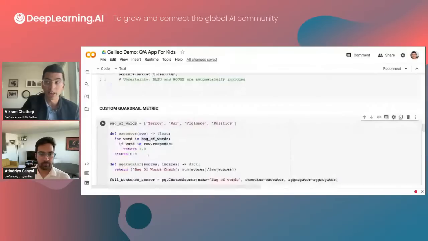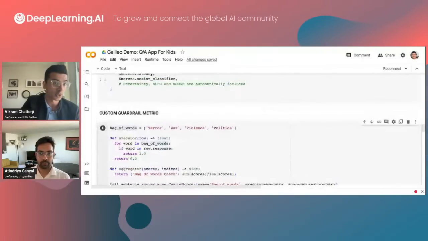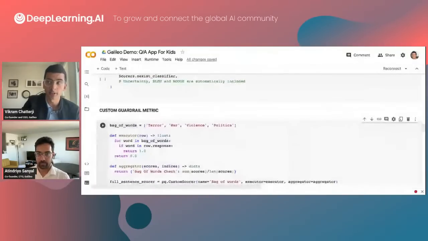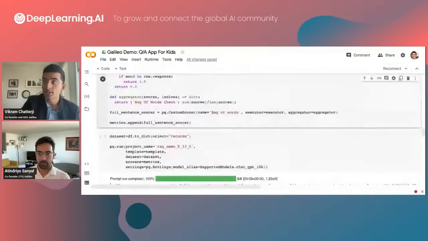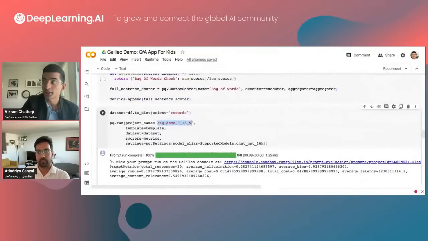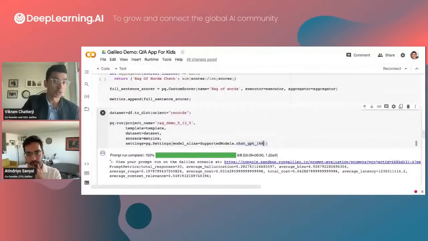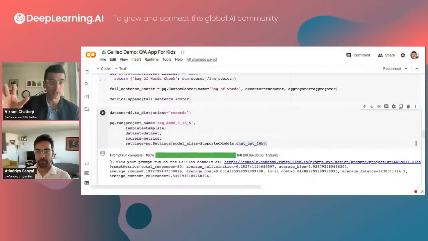And I register that with our Galileo Python prompt quality Python client. Once that's done, I give this a project name and choose the model I want to use. In this case, I'm going to go with ChatGPT, their 16K token LLM. And that's it. Once I'm done with that, you get a link to the Galileo console. So no more eyeballing inside of your notebook or exporting to an Excel sheet. Click on this link and we'll take you to the run.